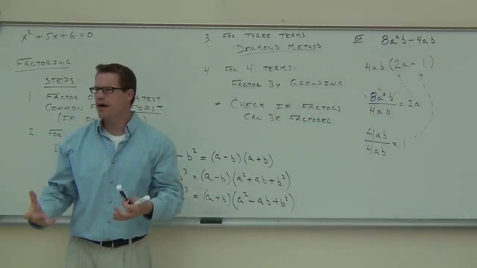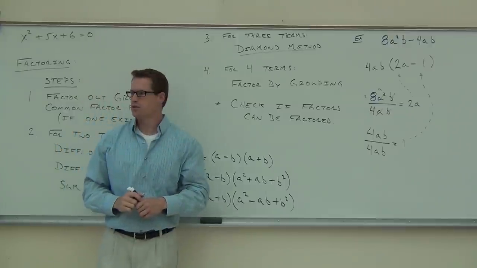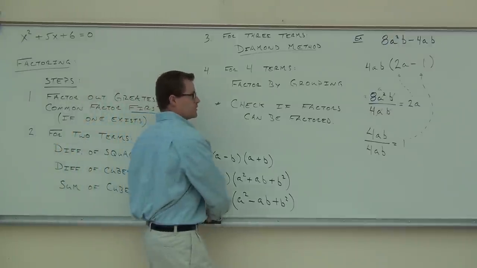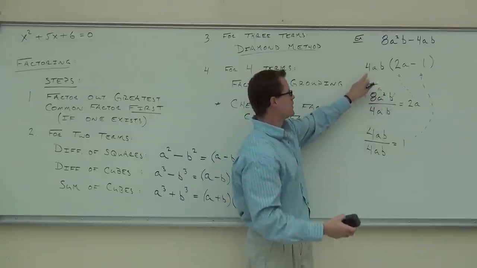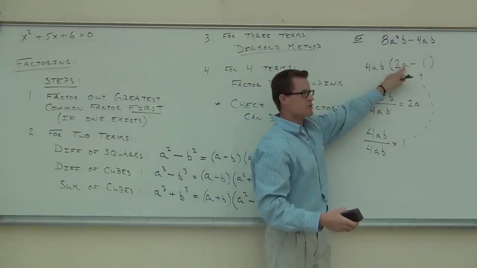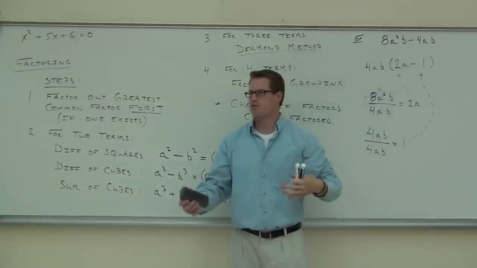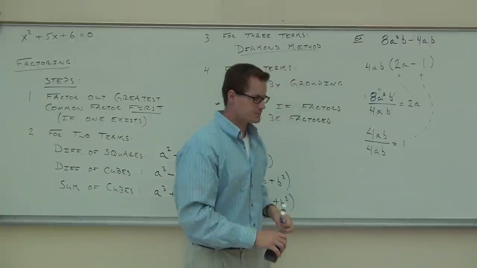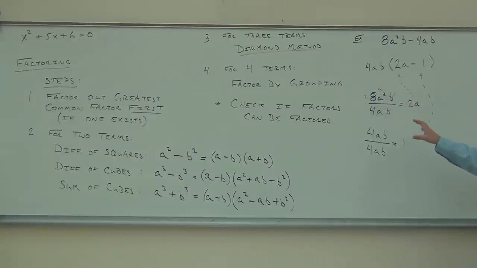Are you okay with that? Yes. Okay. Can you check your work? Sure. If you distribute it, which is the reverse of our factor here, we get our 8a²b and we have minus 4ab. So this proves to us that we've just done our factoring correctly. Do you feel good about something like that, doing the greatest common factor?